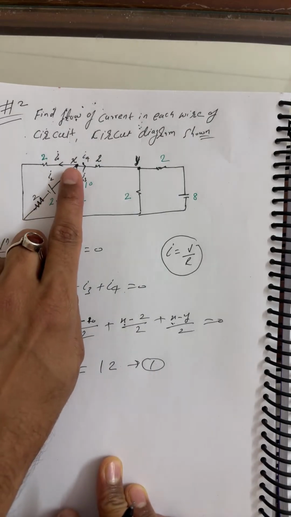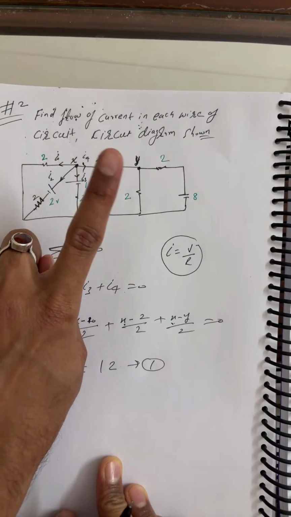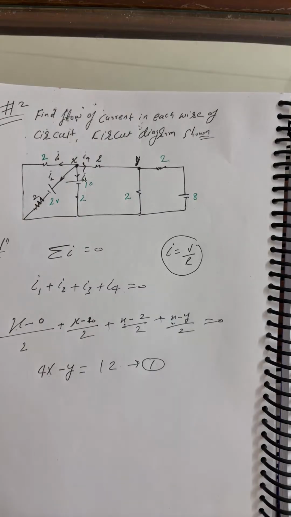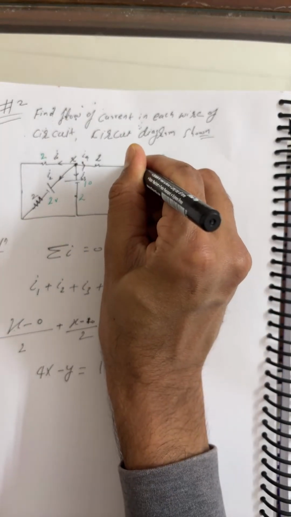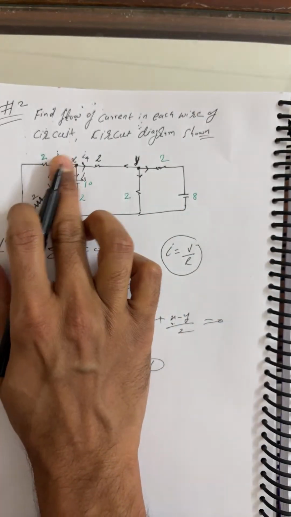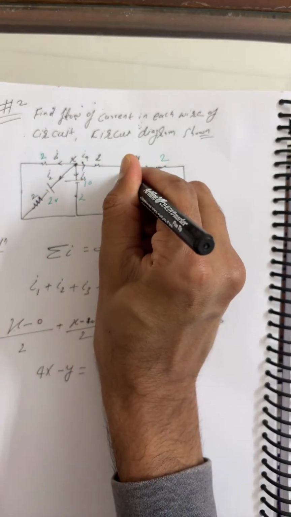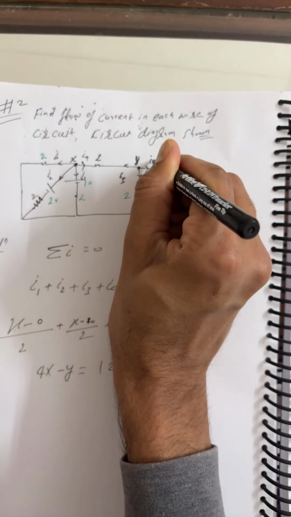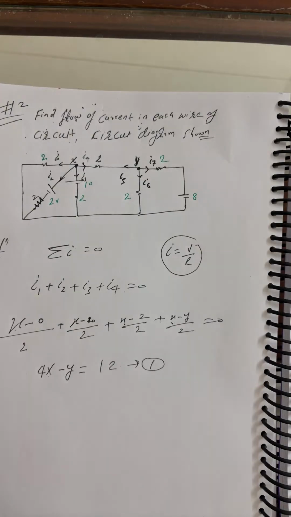Now beta, one time I applied junction law over here. Now beta, I'll apply junction law from here, at point y only. Right? So you can see beta, this is I1, I2. I have taken here I1, I2, I3, I4. So you can see this is basically I5, I6, and I7.